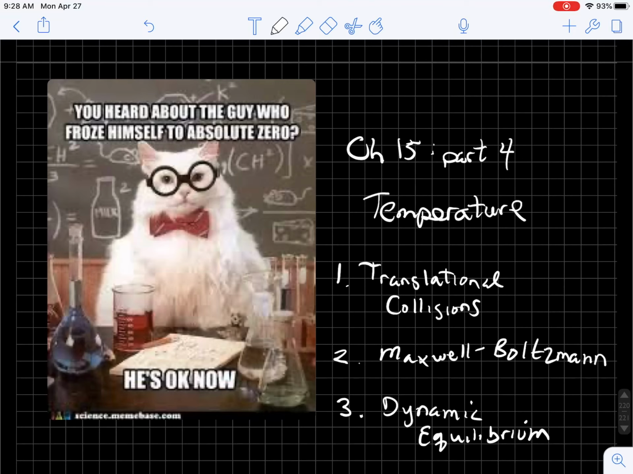And then three, as a result of the fact that not all the particles are moving at the same speed, all things are going to go through some sort of dynamic phase change where they either produce a vapor or they recondense into a liquid. And if you put them in a closed system, they'll reach a condition called dynamic equilibrium. So we'll go through all three things. Let's start with the translational collisions first.